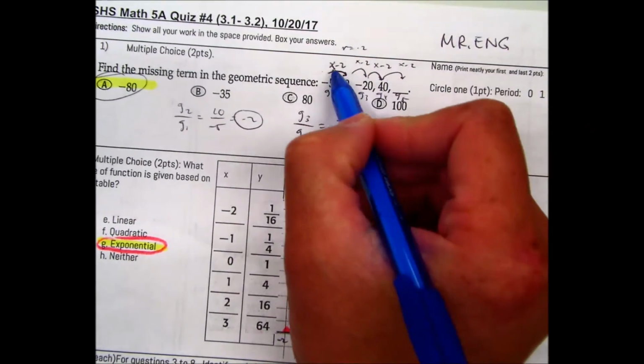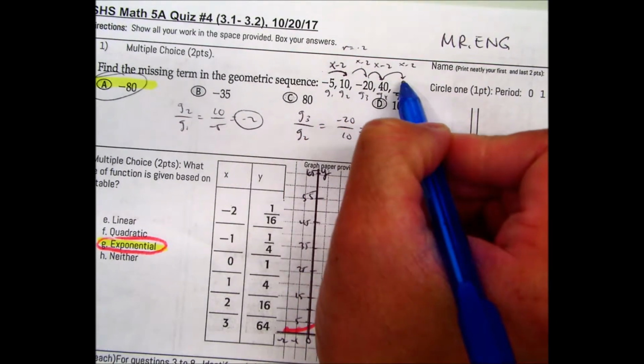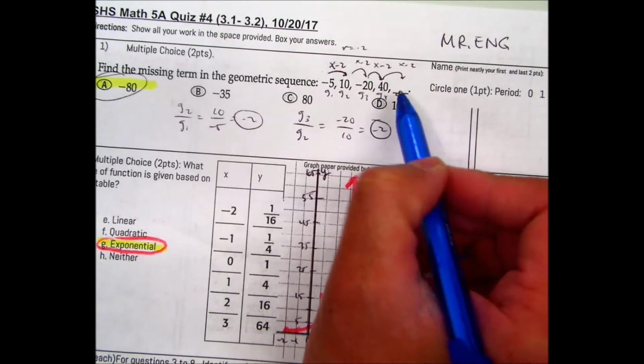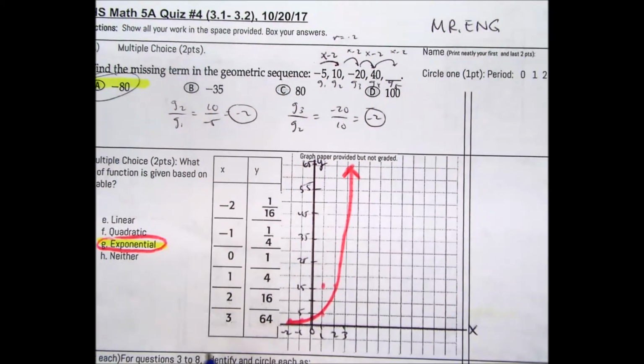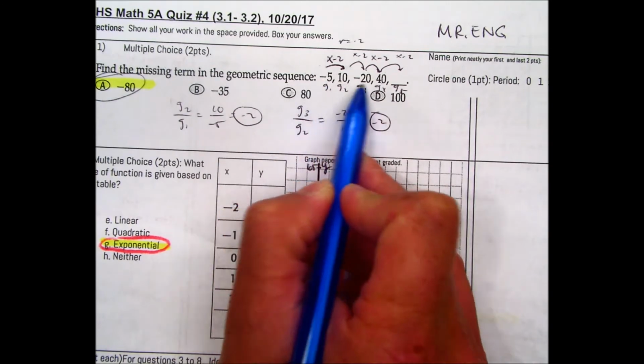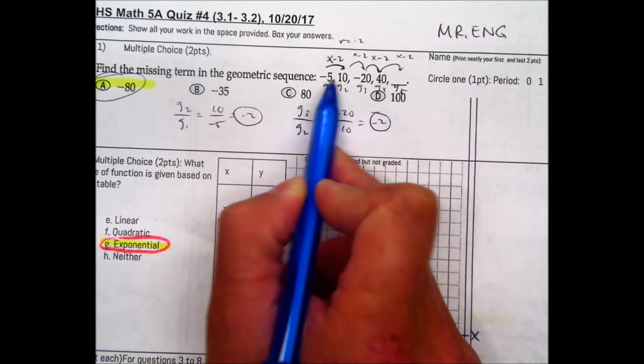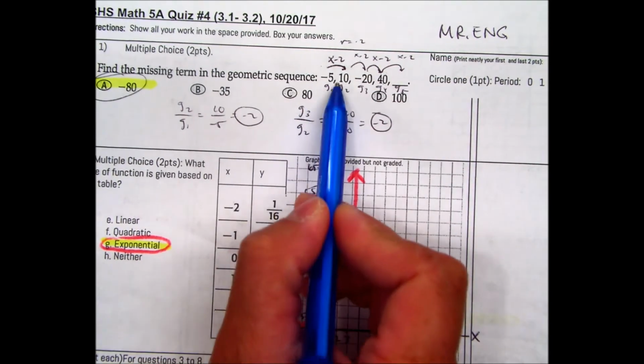If you recognize that you're multiplying each of these numbers by -2, the next number, 40 times -2, would give you -80. The answer is A. Remember, if you can't determine the ratio there, as long as you know it's multiplying, you can always take the second term.